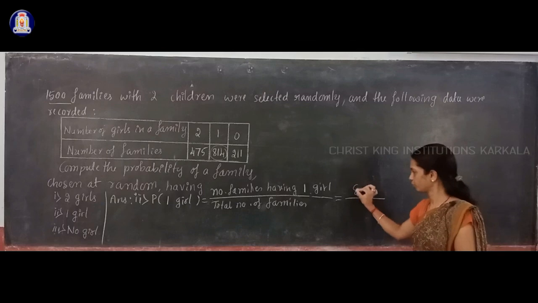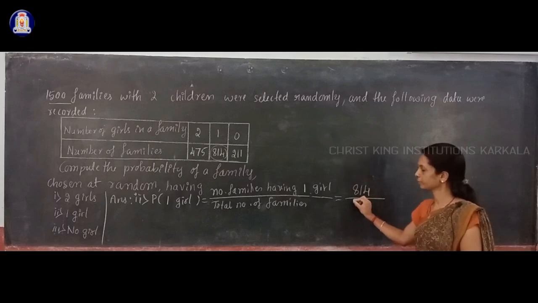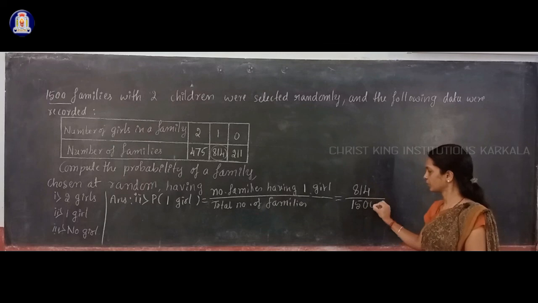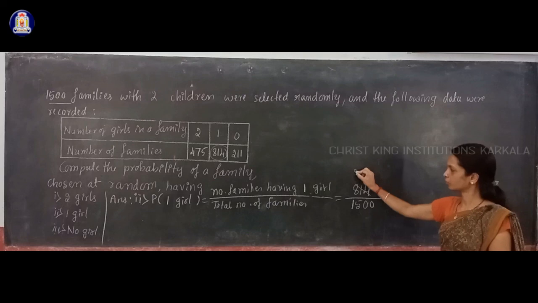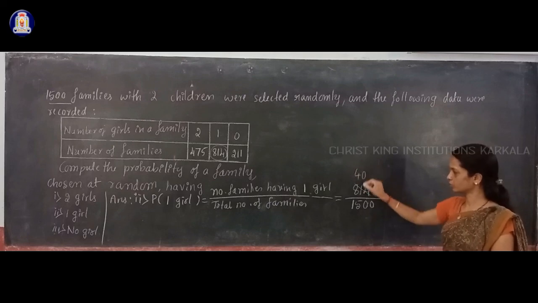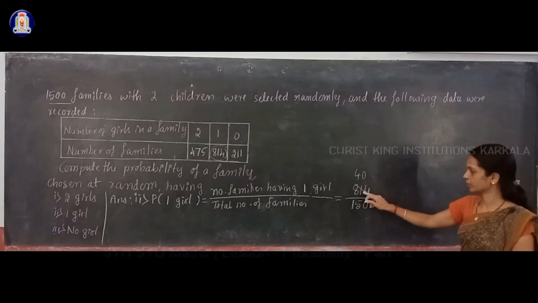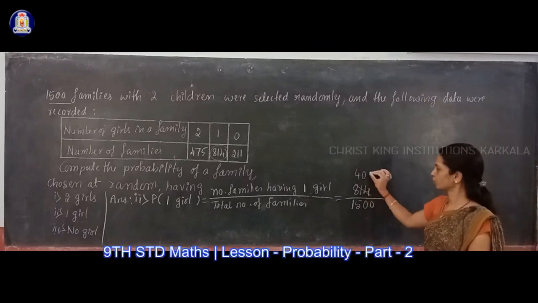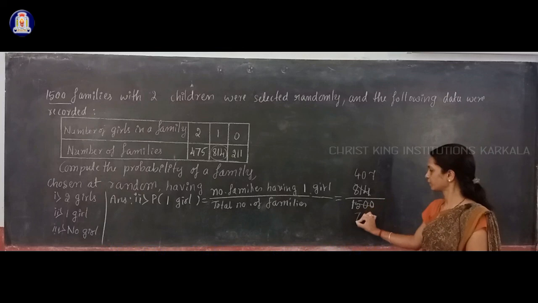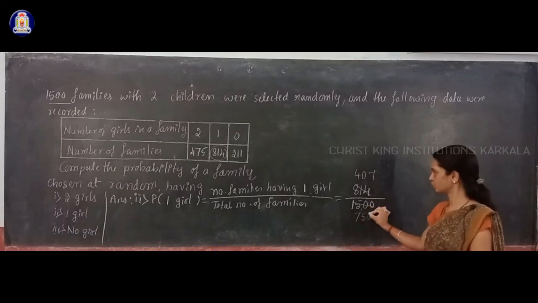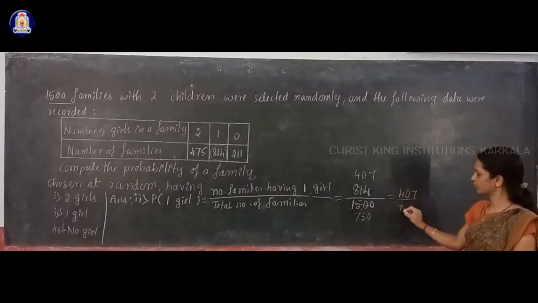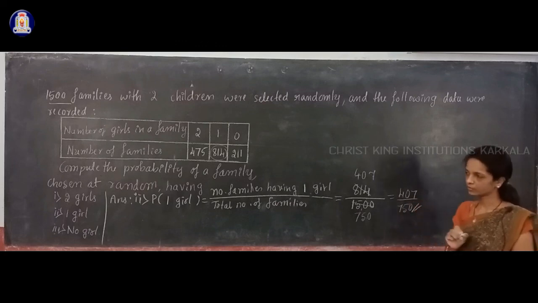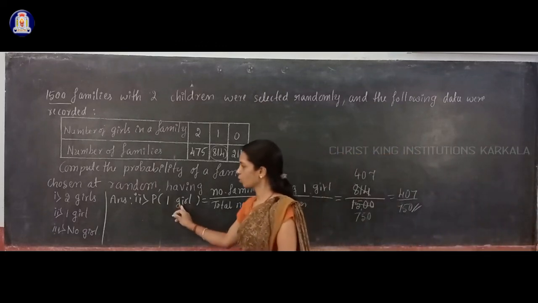So 814 in the numerator place dividing by the total number of families, that is 1500. Both are even numbers, so you can cancel by 2. After that we can't cancel by any same number. So the answer is 407 dividing by 750. This is the probability of a family having one girl.